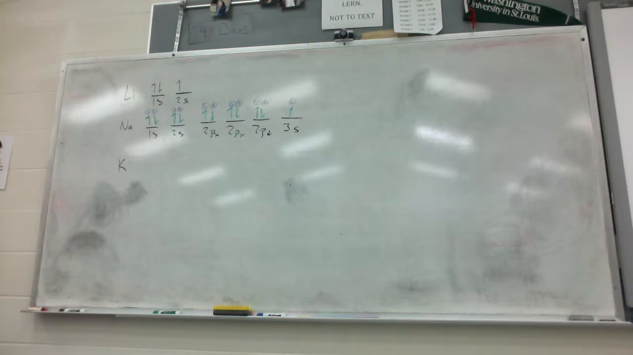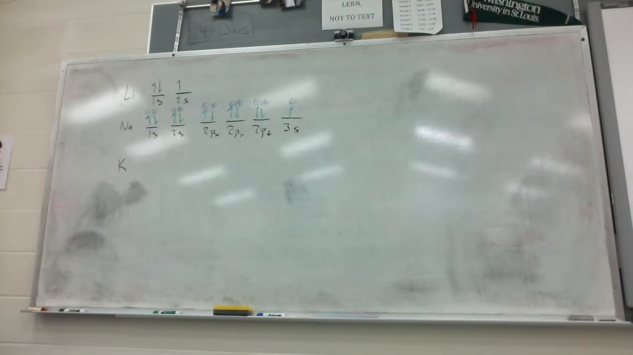1s with 1 electron. 1s, the second electron. 2s, the first electron. That would be lithium, right? 2s, the second electron. 2px, 2py, 2pz. See where I'm going with this? Up, up, up. And then 2px, 2py, 2pz, down, down, down. 3s, up.